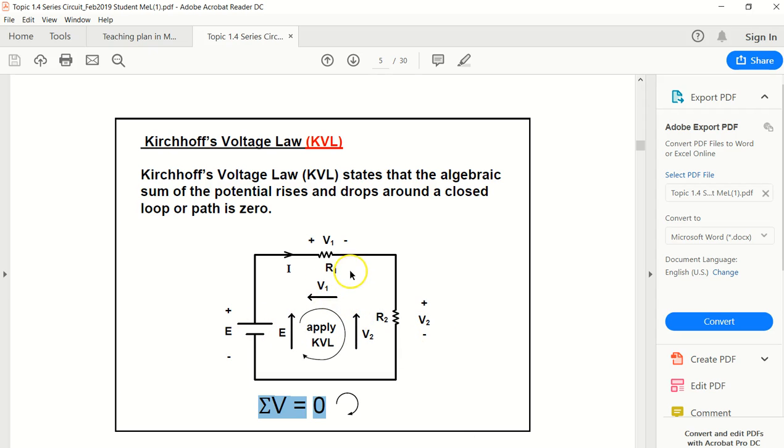Now you need to know that the current that flows into the resistor R1 will exhibit a voltage V1, and if the current passes through the resistor R2, you will exhibit a voltage V2, and the supply voltage is E.